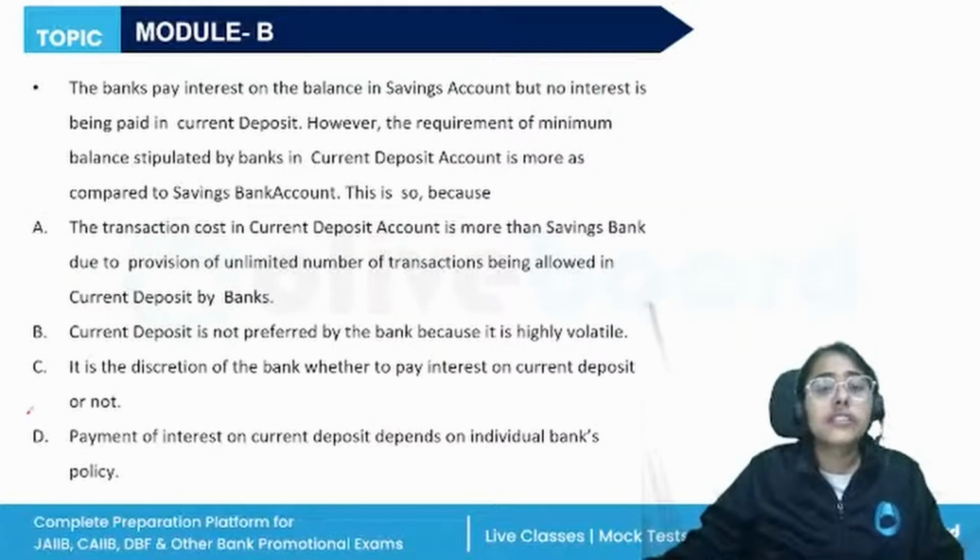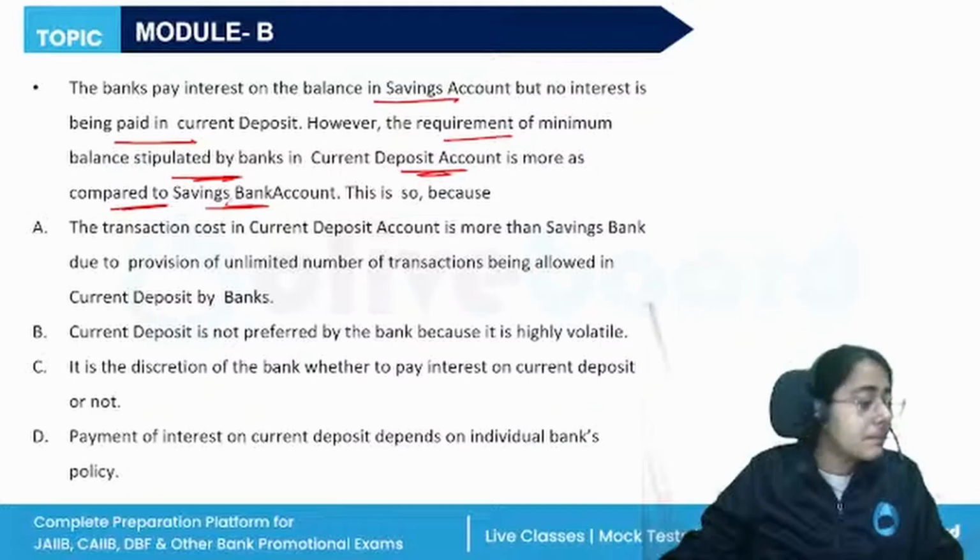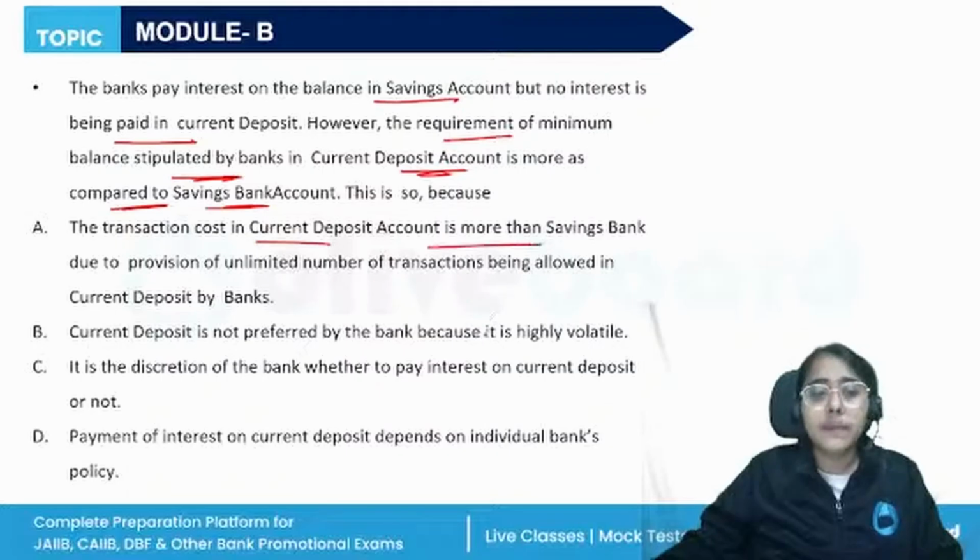Next. The banks pay interest on the balance in the savings account, but no interest in the current account. Under the CASA, we know in the savings account, although not as high as the fixed deposit, interest is paid by the bank, but no interest is paid in the current deposit. However, the requirement of minimum balance stipulated is more as compared to the savings bank account. The minimum balance requirement in the current deposit is more. Why? The transaction cost in the current deposit account is more than the savings bank due to the provision of unlimited number of transactions.